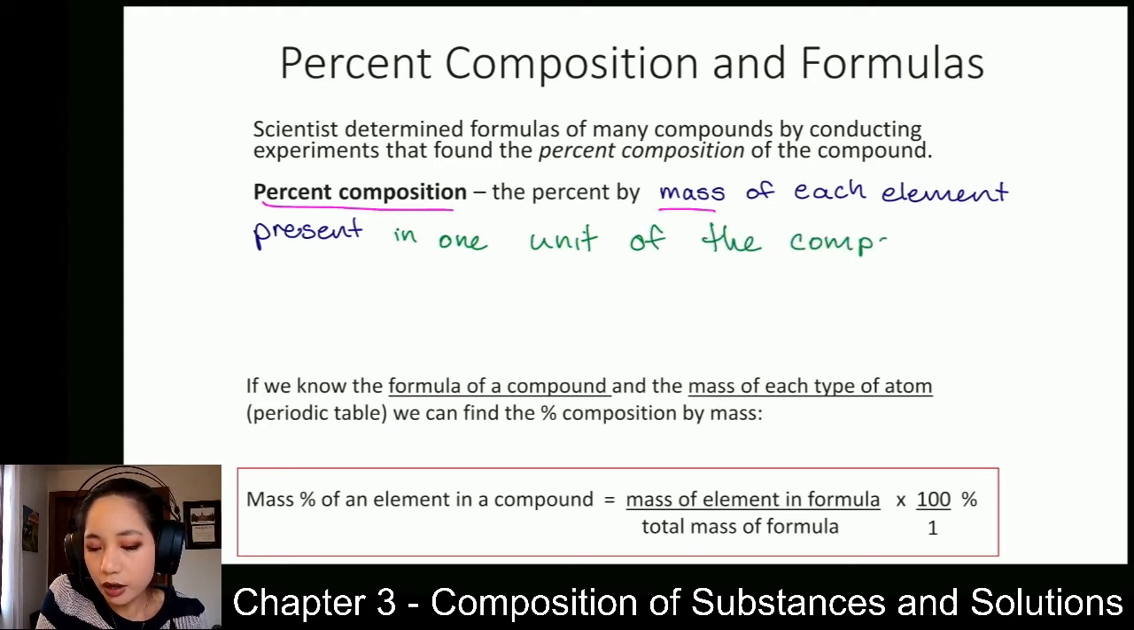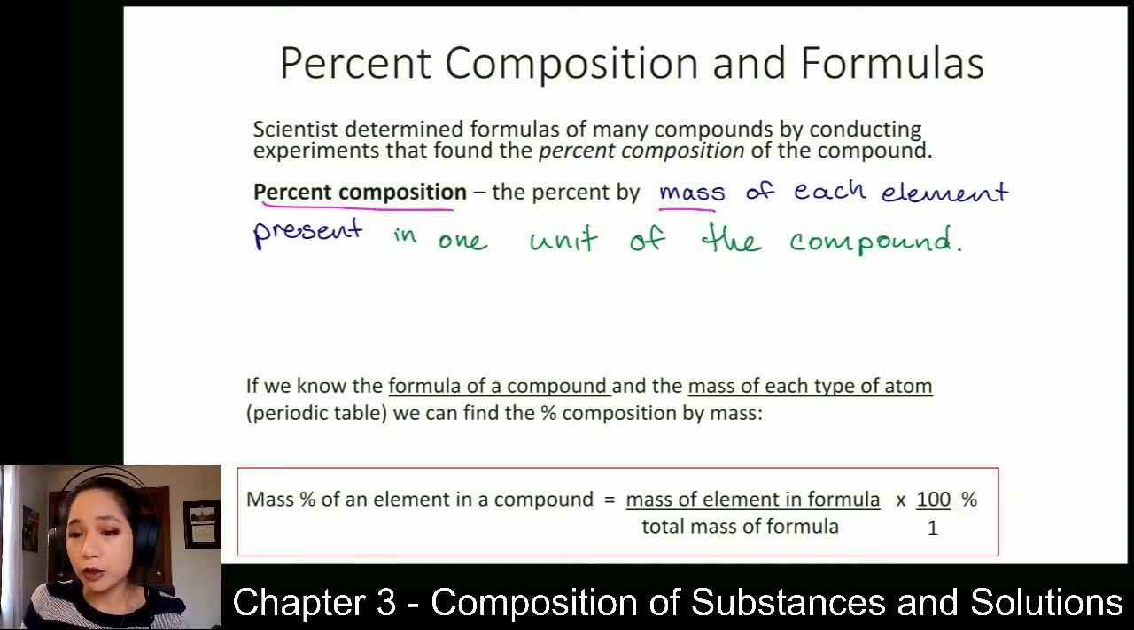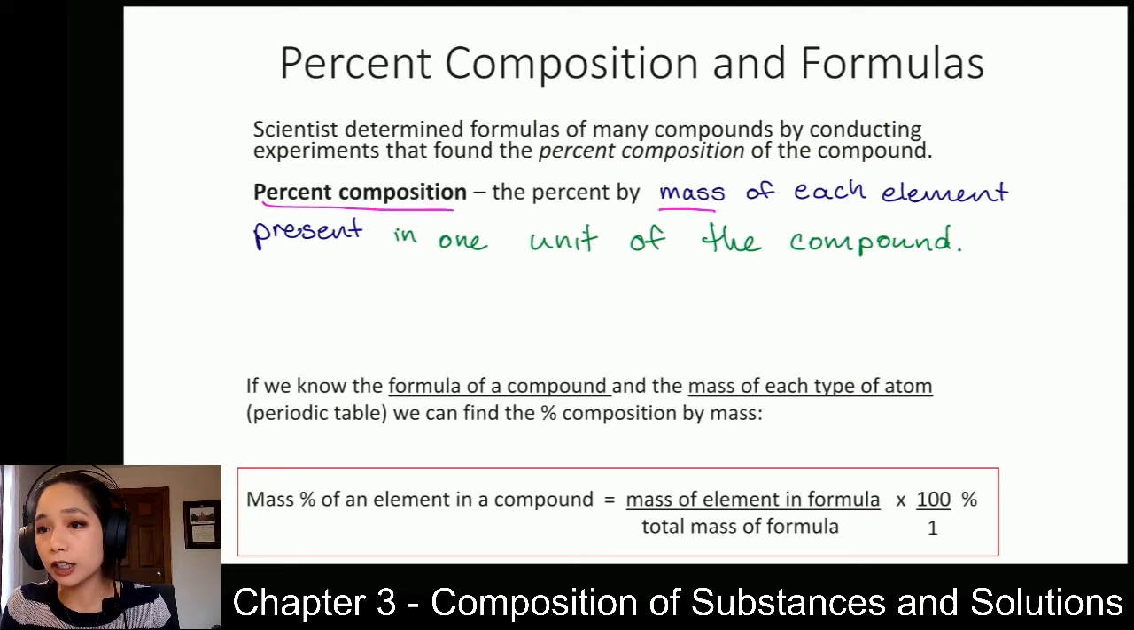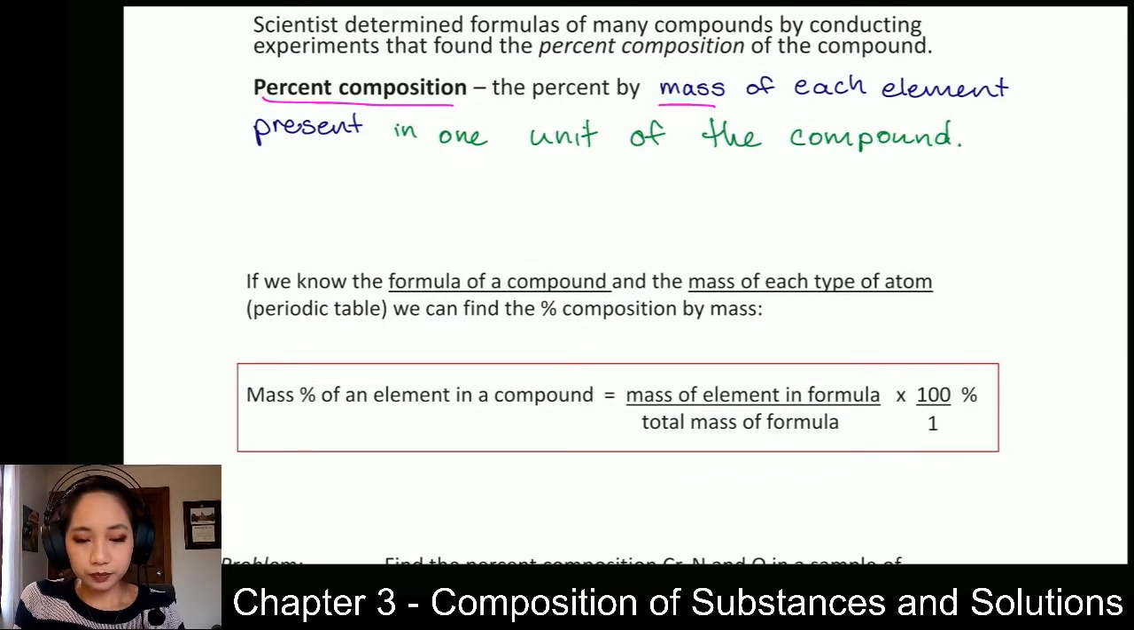So we need to know the molecular formula, or the chemical formula for the substance, and we can calculate the percent composition of one of the elements or all of the elements in that sample. If we add up all the percent compositions of all of the elements, we should get 100. In order to calculate percent composition, you need to know the chemical formula. That will tell you the ratio of atoms, and the mass of each atom type, which we can get from the periodic table.